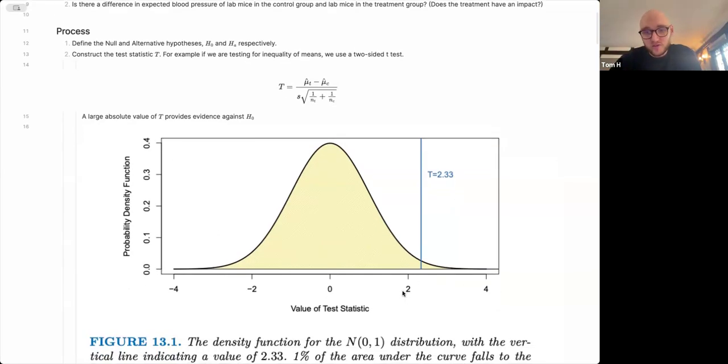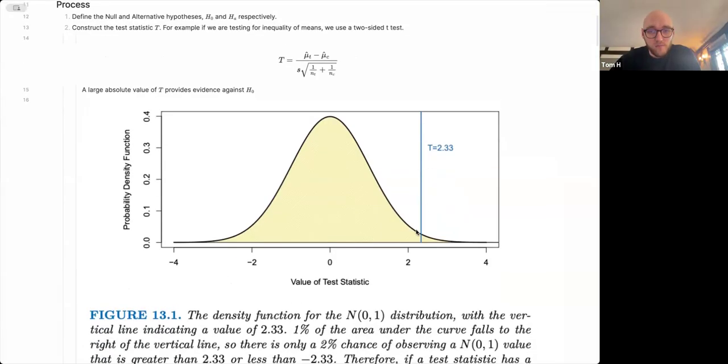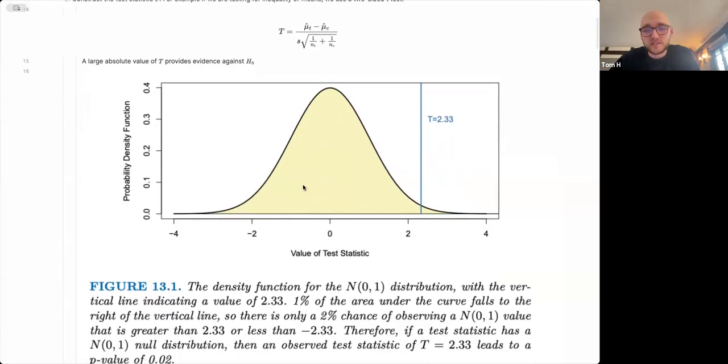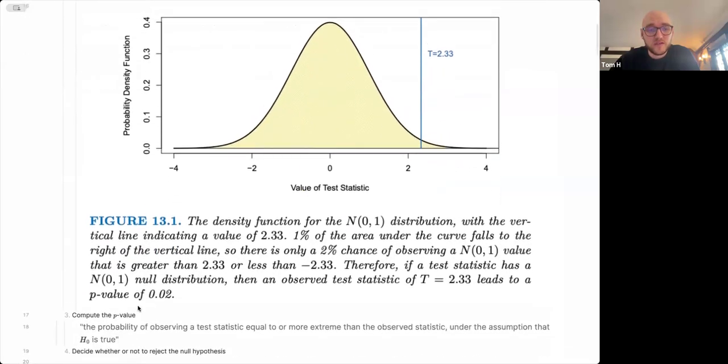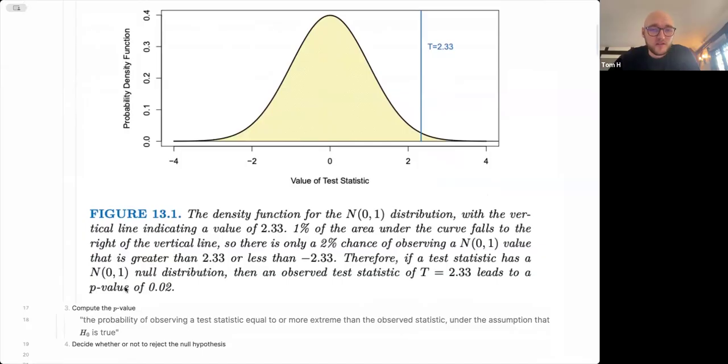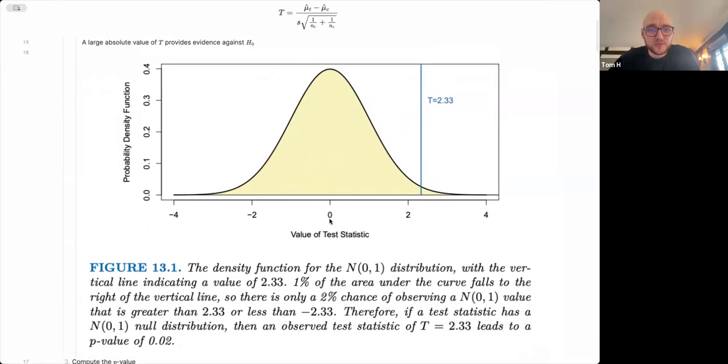This is the sort of graph that you'd get. You've got your underlying null distribution of your test statistic, and your test statistic value in this case was 2.33, which is a large absolute value, so you can then decide whether or not to reject the null hypothesis. This plot is just to show where the t-statistic lies within this distribution.